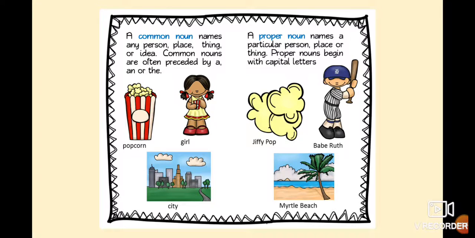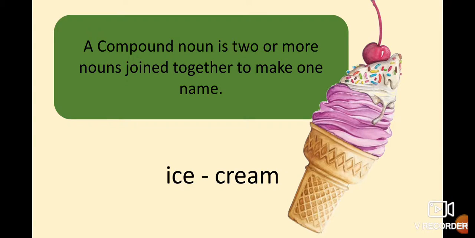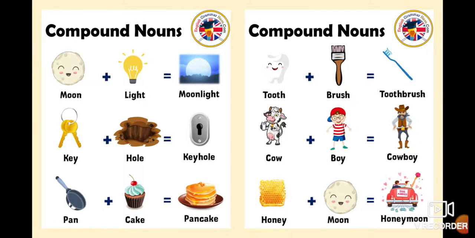Excellent. So now we have compound nouns. A compound noun is two or more nouns joined together to make one name. That means you put two common nouns together and you form another noun. For example, ice is the first common noun, then you have cream, the second common noun. If you put together ice cream, we form a compound noun. Excellent. We have some examples here.